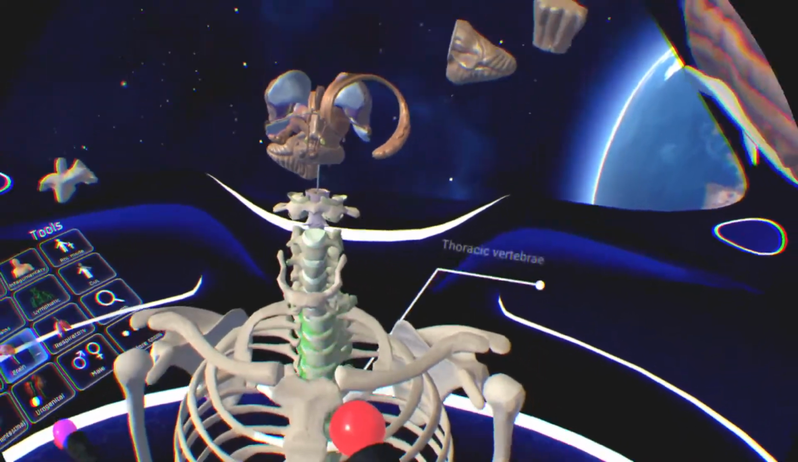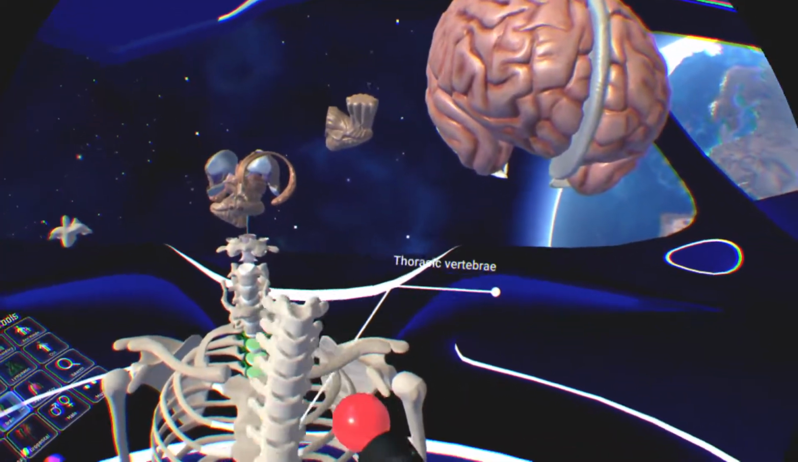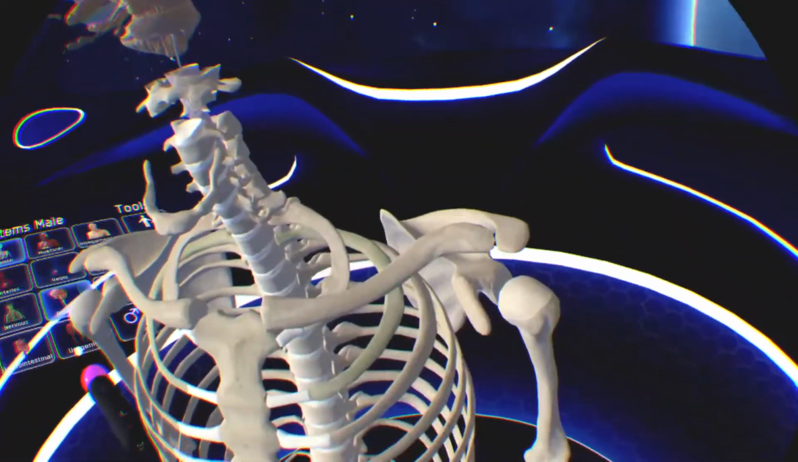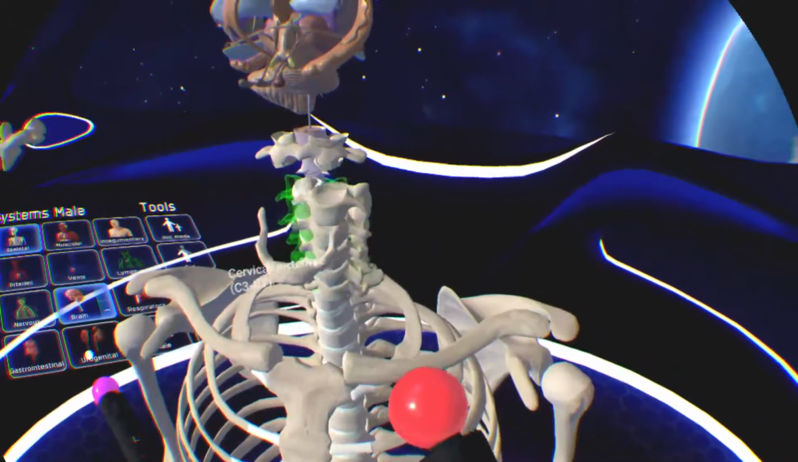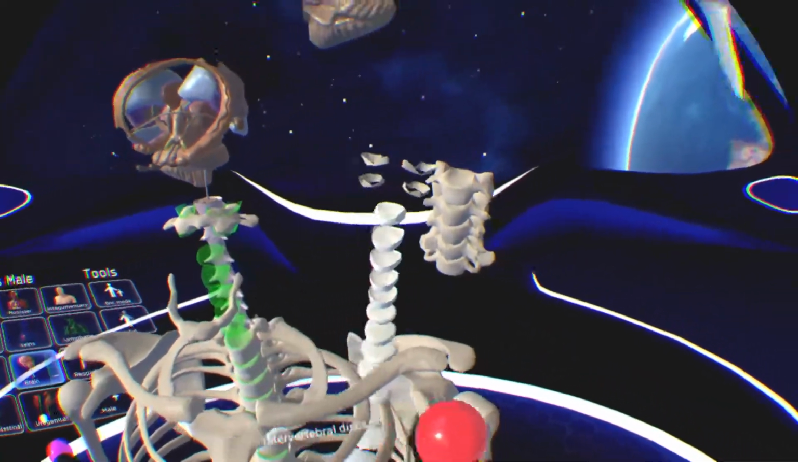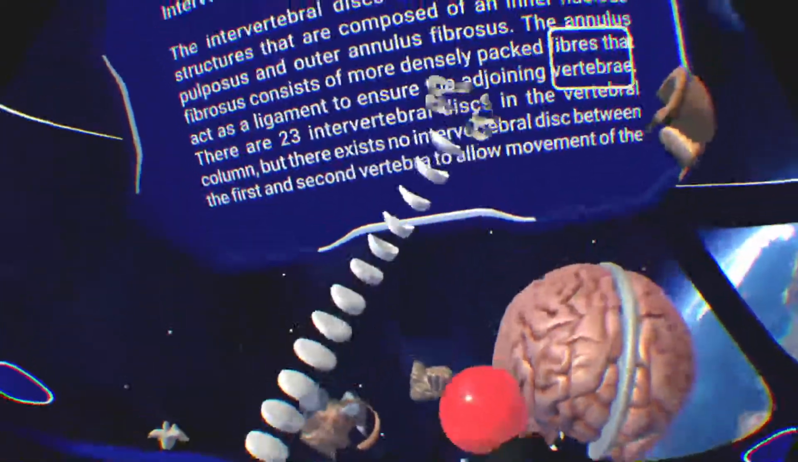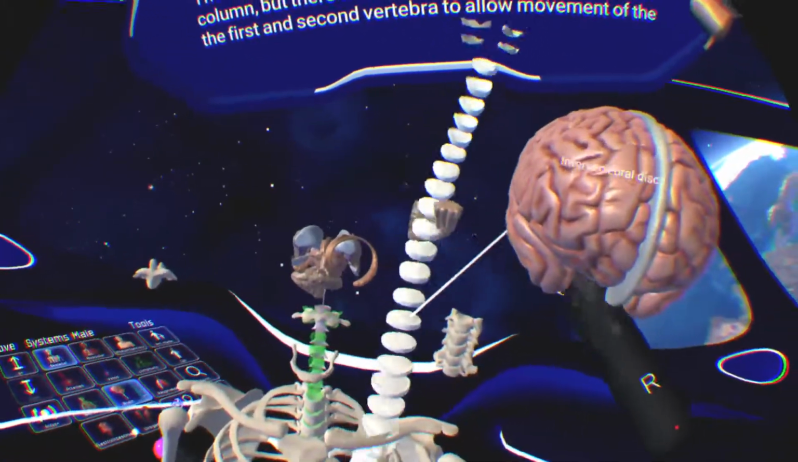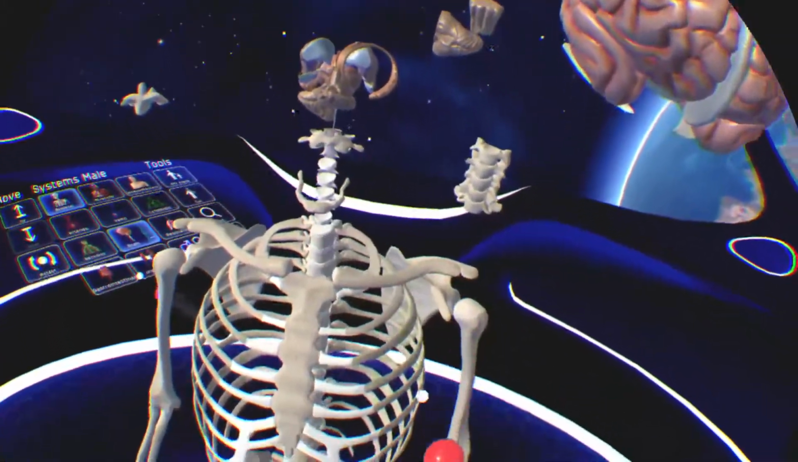For the vertebrae, here it's like this. It has an S shape to relieve stress, and inside each part there are a lot of intervertebral discs to reduce stress.